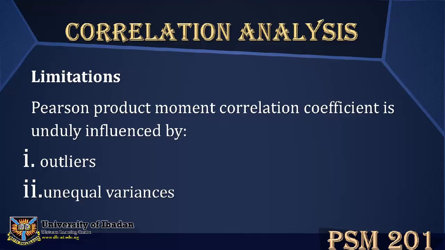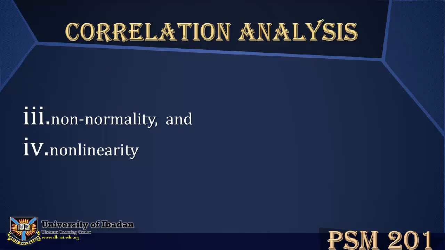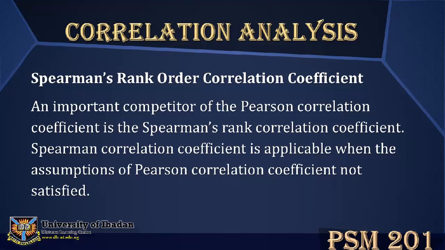Limitations. Pearson product moment correlation coefficient is unduly influenced by outliers, unequal variances, non-normality, and non-linearity. Spearman's rank order correlation coefficient. An important competitor of the Pearson correlation coefficient is the Spearman's rank correlation coefficient. Spearman correlation coefficient is applicable when the assumptions of Pearson correlation coefficient are not satisfied.